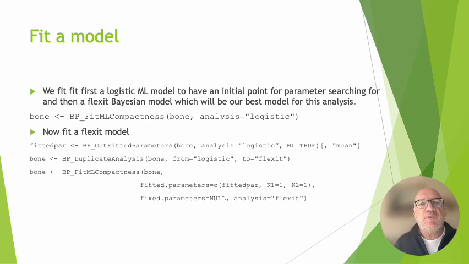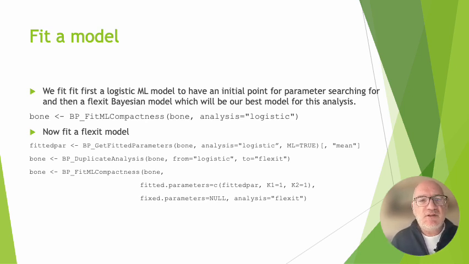Immediately, we will fit a flexit model, which is, in my point of view, the model that you should fit, and you should work with this flexit model. So with the first command, we take the parameter values that have been fitted for the logistic model. We duplicate the analysis logistic to analysis flexit, and we fit a new flexit model. We add the parameters K1 and K2 to the parameters fitted for logistic, and it will give you a flexit model. We have now a model fitted by maximum likelihood.